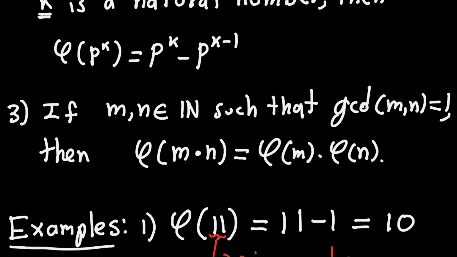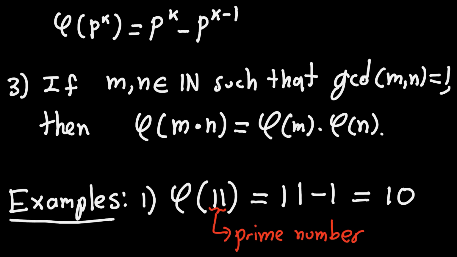This other property, number 3, is also very useful. If you have two natural numbers m and n that are relatively prime, so the greatest common divisor between them is only 1 and they have no common factors other than 1, then phi of the product m times n can be distributed: it's phi of m times phi of n. This is a very useful property, and we're going to see how we use it in a second. You have to be careful when you apply it. It only works if m and n are relatively prime.